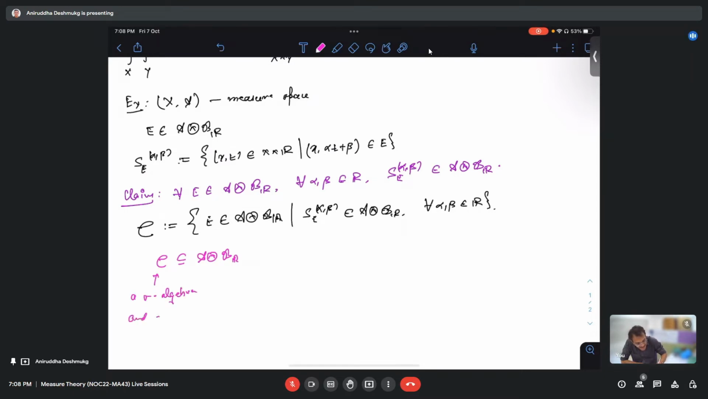and the set of all rectangles is contained inside C. We have to show that all rectangles belong to the collection C. So these two things you have to prove: that the rectangles belong to C, and that C is a sigma algebra. Then together, this would mean that C is equal to A cross B. And then our claim will be true that for every E inside A cross B, S E alpha beta is inside A cross B.